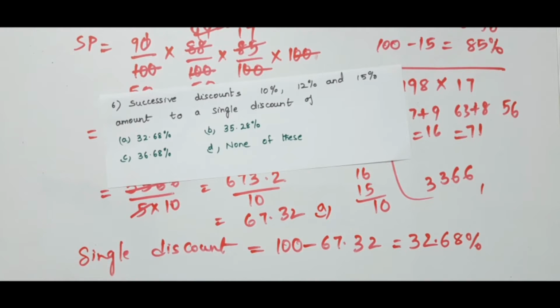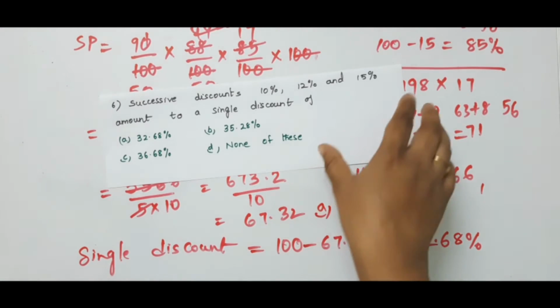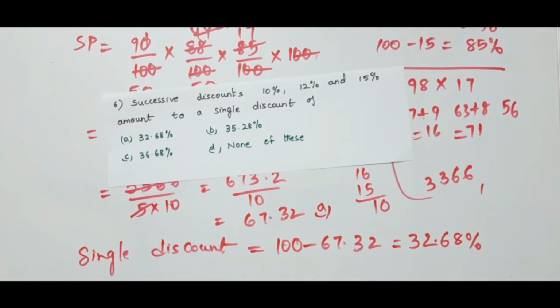Is it not? So multiply into the market price the successive discounts which they give, and find the selling price. Using that selling price, you will subtract it from the market price. That is, market price we took as 100. So 100 minus the result we get as selling price, you will get the single discount. In this way, you have to solve this type of problems. Now let us go to the next problem.